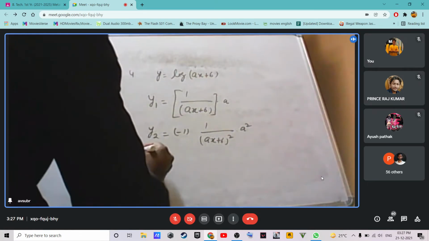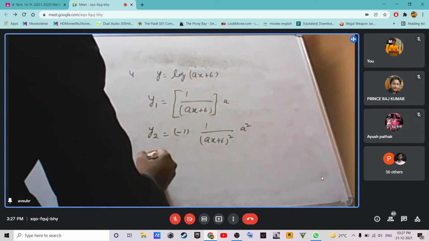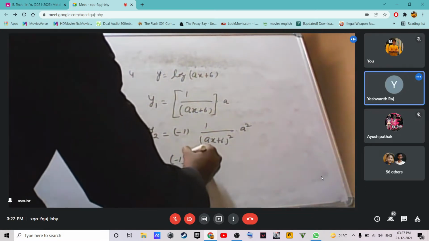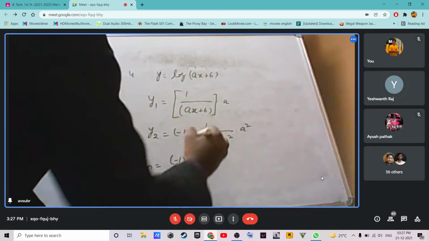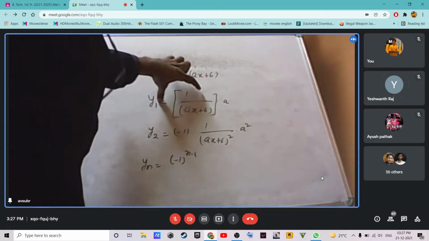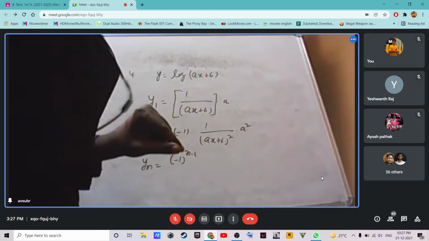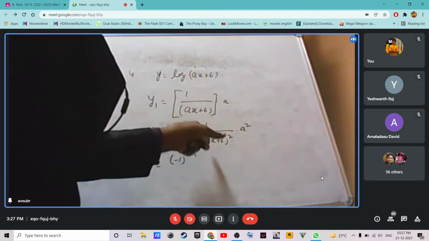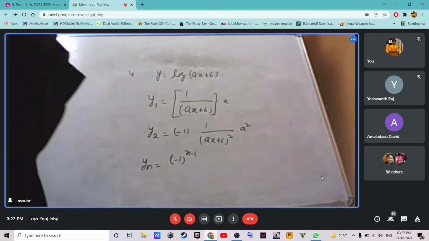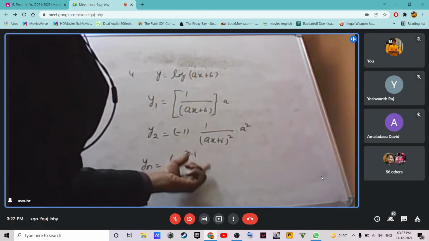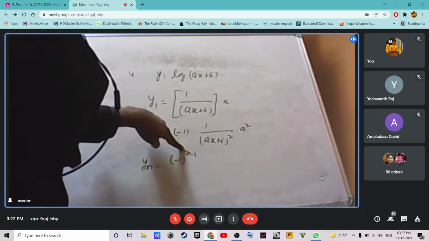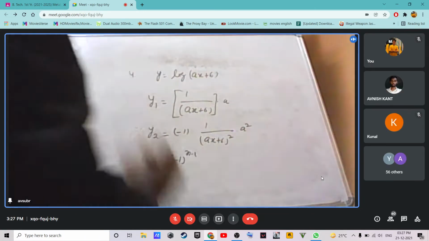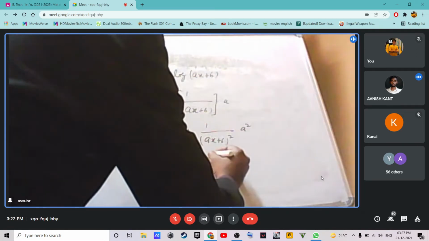So yn will be equal to minus 1 to the power n minus 1. First one was positive. After that, all subsequent will be negative. Minus 1, minus 2, minus 3, minus 4, like that. Actually, we have to multiply like that. Now, whether this will be positive or negative will depend upon the value of n. So, minus 1 to the power n minus 1, factorial n minus 1.